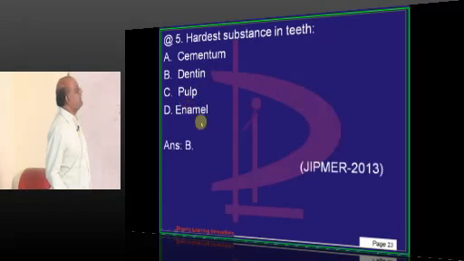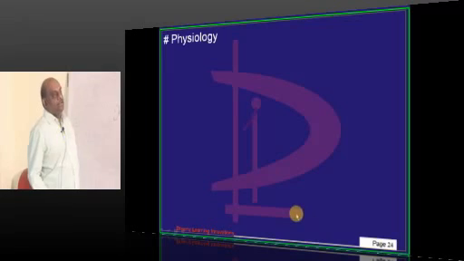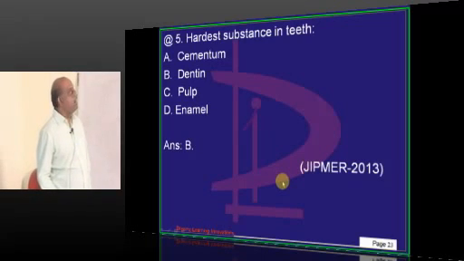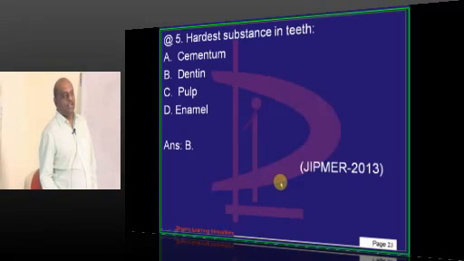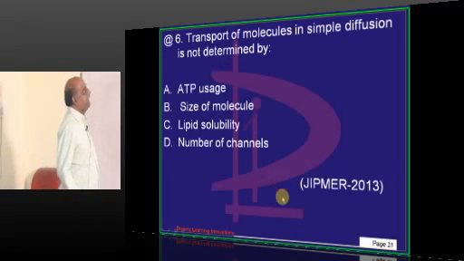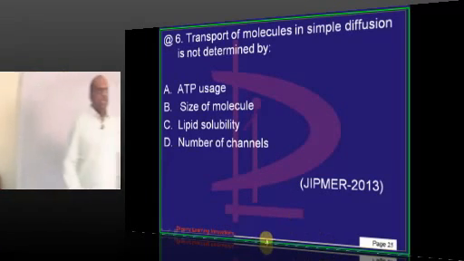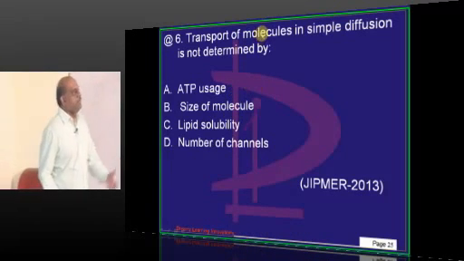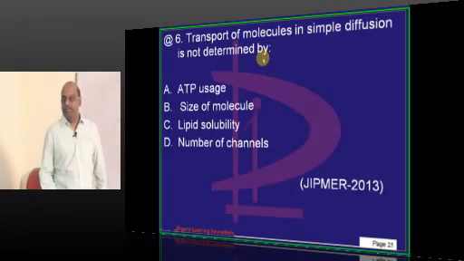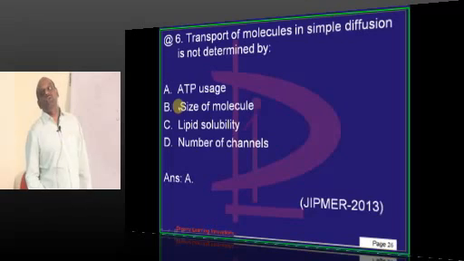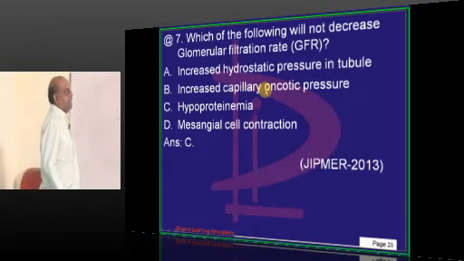Hardest substance of the teeth is basically dentin or cementum? Dentin. Enamel, no? Ha, that's right. This is a spelling, I mean key mistake. Alright. Simple diffusion means what? Simple diffusion means love marriage, no dowry, no ATP. Right? So, ATP usage is not a part.